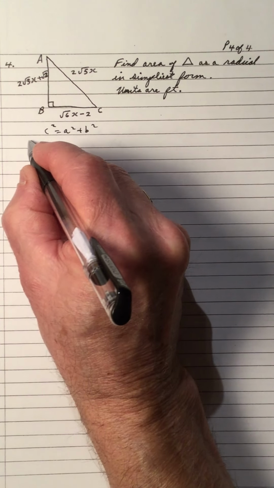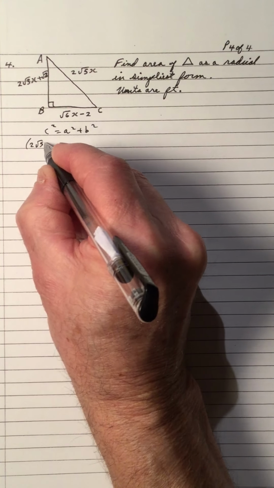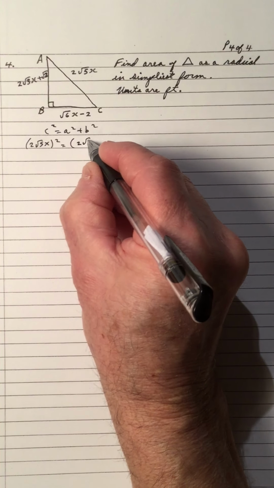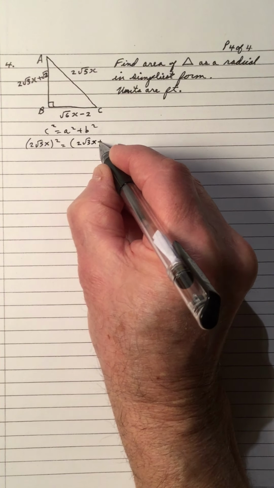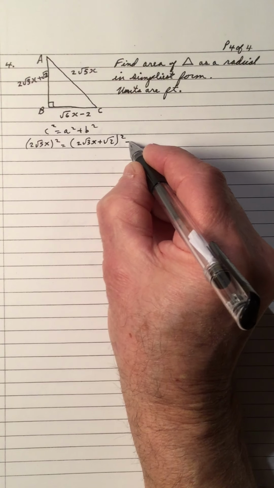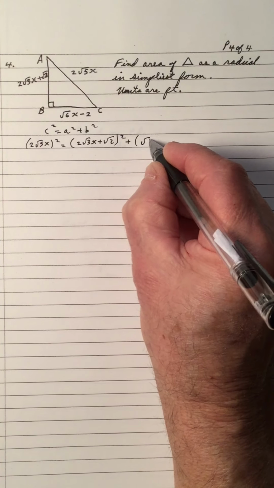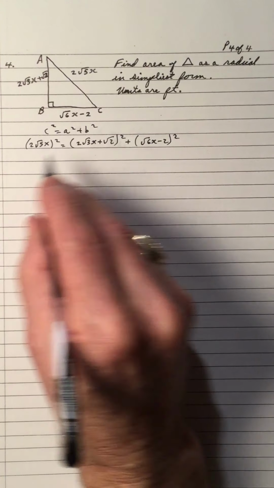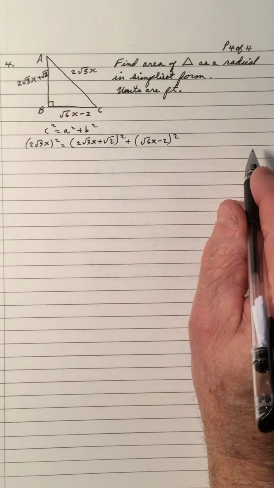C is the hypotenuse, so it's 2 root 5x squared. A is 2 root 3x plus root 2 squared. And the b is root 6x minus 2 squared. Take our time. Now we got radicals here, so we just got to be careful.